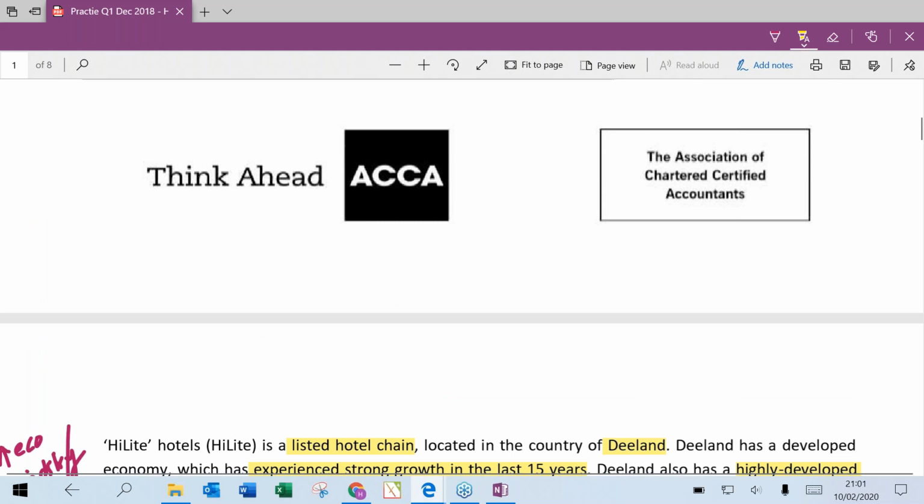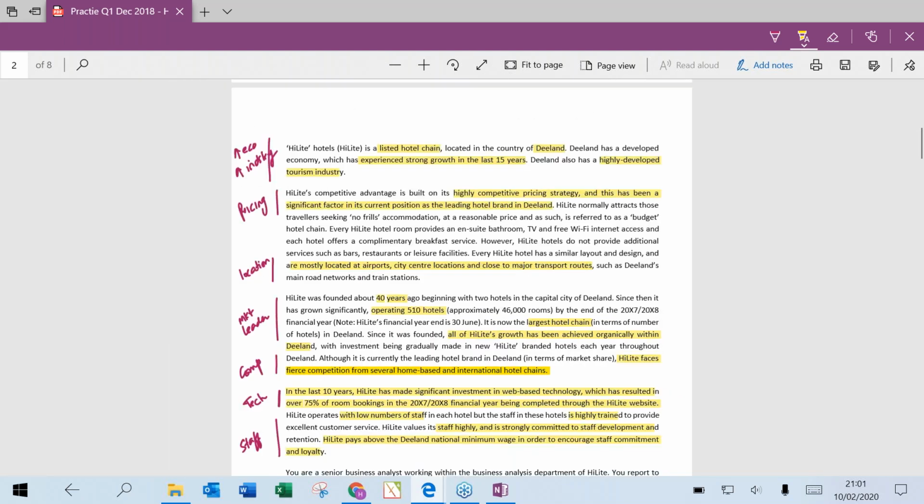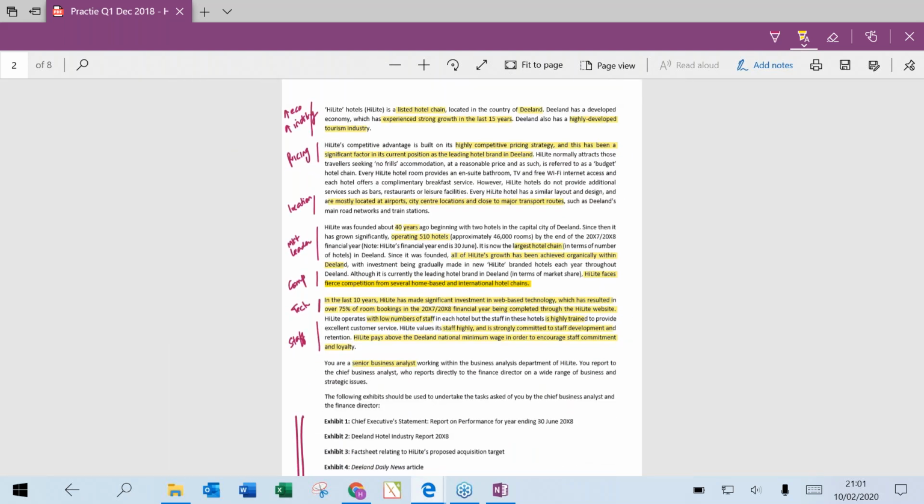So we are done with the introduction. Let's recap. Let's imagine ourselves as part of this company. Close your eyes. Imagine that you are a director or CEO or CFO of the leading hotel chain in D-land. 510 hotels, great pricing strategy, great investment in technology, great investment in staffing, good locations. However, we face fierce competition. Okay, good.